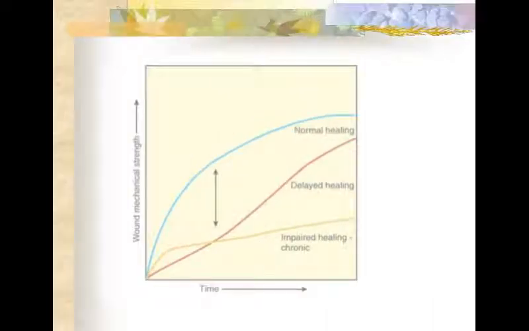And these are the graphs of normal healing, delayed healing and impaired healing, chronic wound, showing mechanical strength with time.